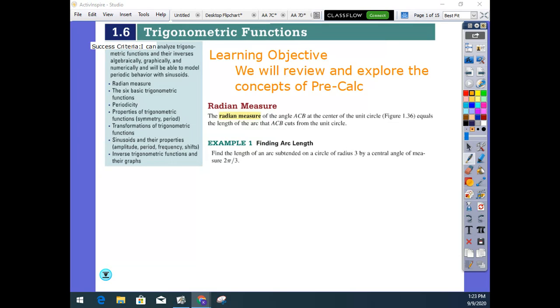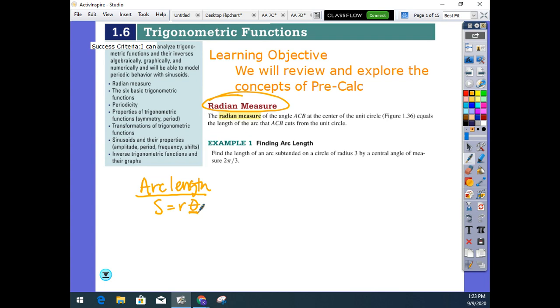Arc length is not a huge idea. The arc length formula is s equals r theta. The biggest thing that I can say about trig and calculus: everything's in radians. So you're going to have to get more comfortable with radians if you're not already. As long as the angle's in radians, we just use this nice, easy formula.